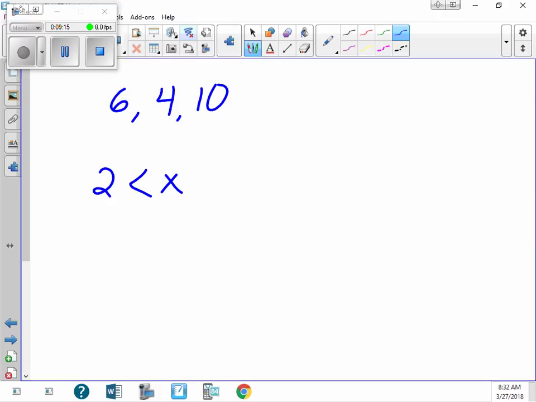So, this is the answer. That third side has to be between 2 and 10. But it can't be 2 and it can't be 10. Does that make sense? Okay.